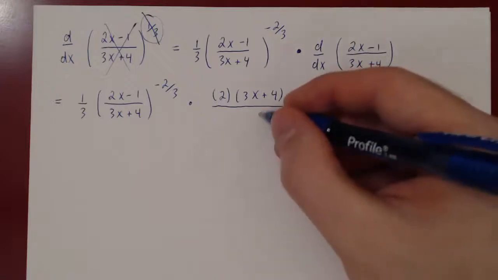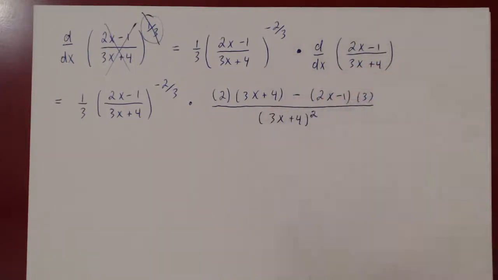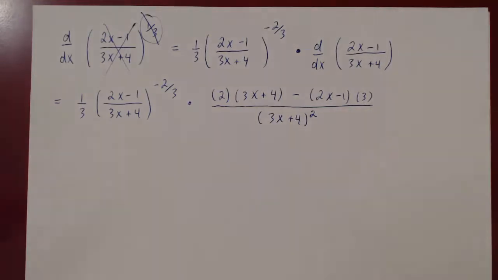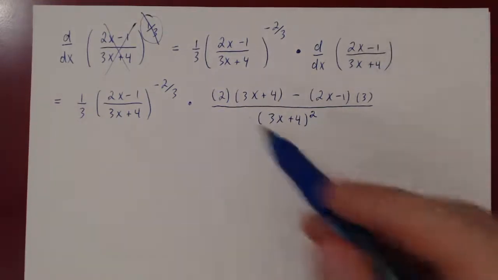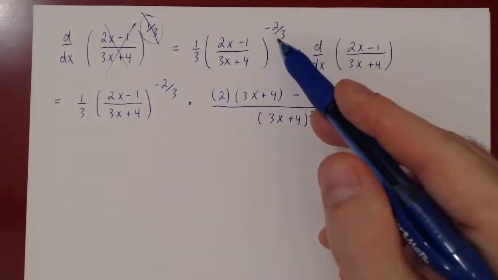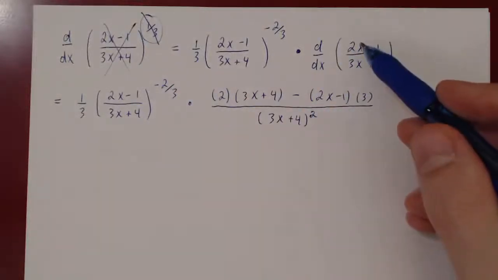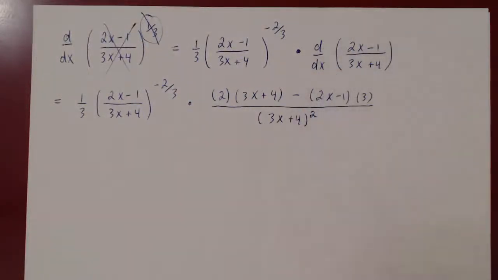So 3x plus 4 all squared. And now we're done with the differentiation. So you see, in one problem we had to use the chain rule times the derivative of what was left over. And since we had the quotient, we had to use then the quotient rule. Let's now do the algebra. Let's simplify the expression a little bit.